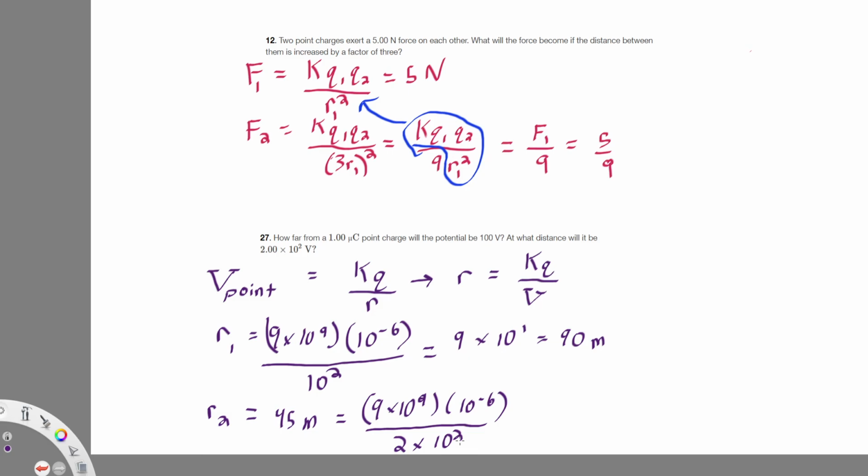Questions or comments? Did you get 10 to the negative 6? 10 to the negative 6 is the power for micro. Right, so that little mu means micro. So 1 microcoulomb is 10 to the minus 6 coulombs.